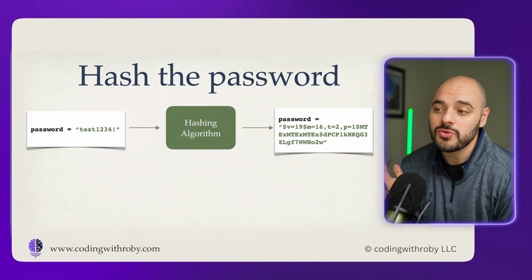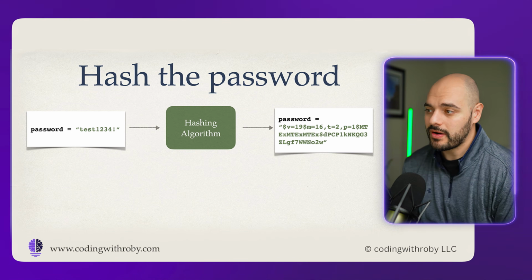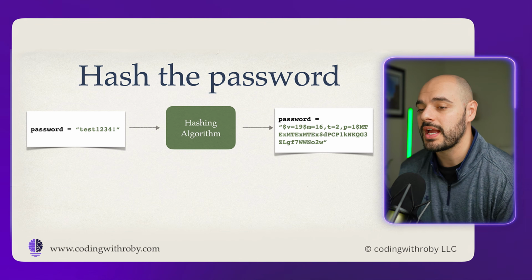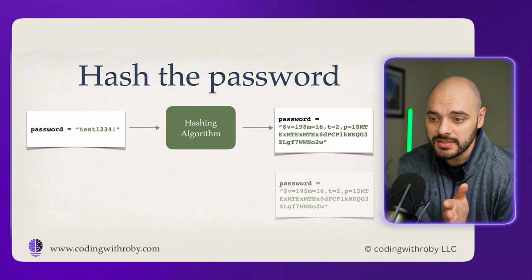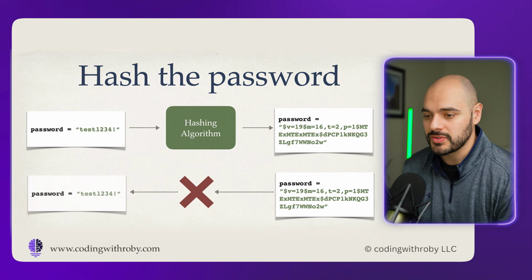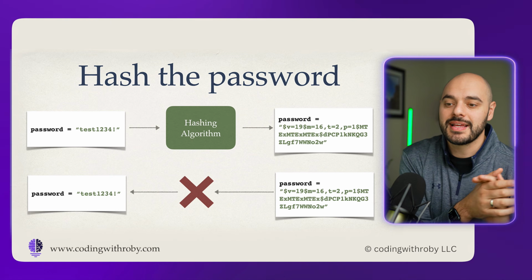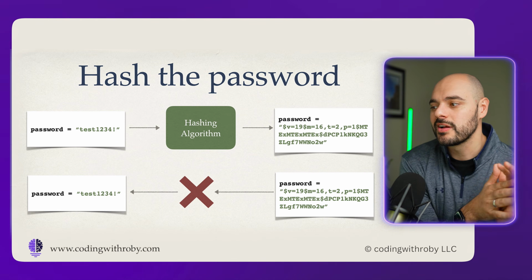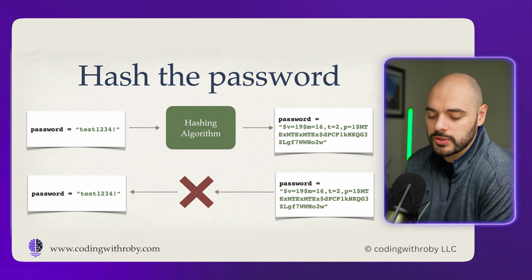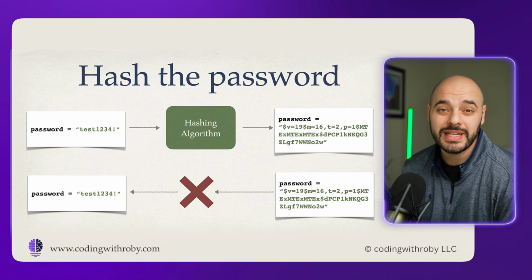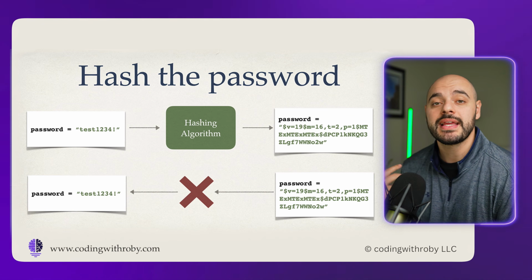Now, a hash only works one way. So we are hashing test1234! into this sequence, but we can't do it backwards, right? We can't unhash it and say, hey, based on this password, what is going to be the plain text password? It doesn't work that way. That is called encrypting. Here, we are simply hashing.